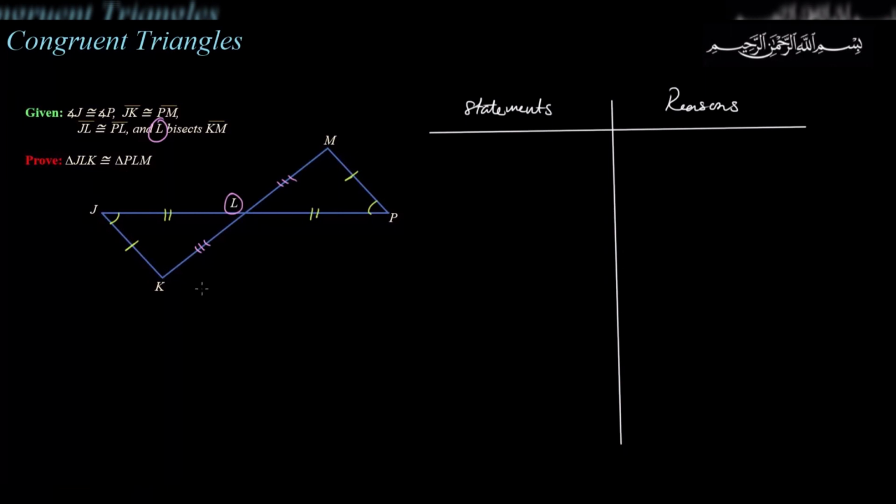So to prove these two triangles congruent, I need to prove that all the sides are congruent and all the corresponding angles are congruent. I got all the sides. Very good. I figured out what the definition of bisect means. So a point that bisects a segment divides a segment into two congruent segments. I got that. But I need to get some angles congruent. I got to get some angles.